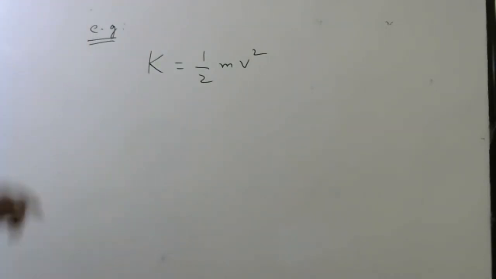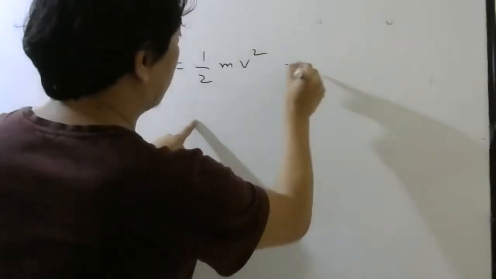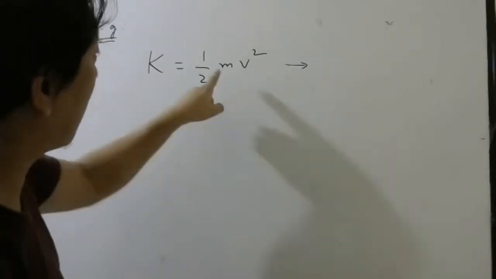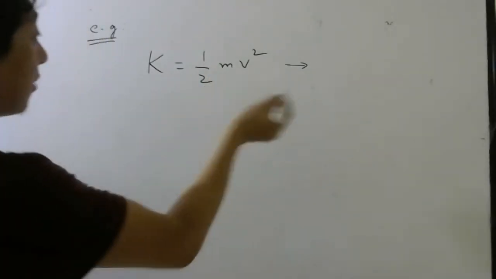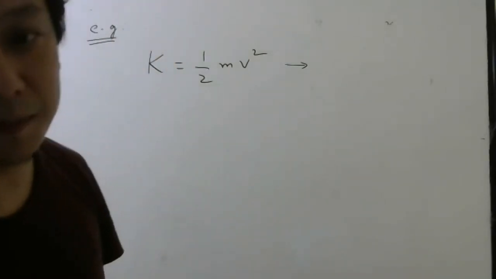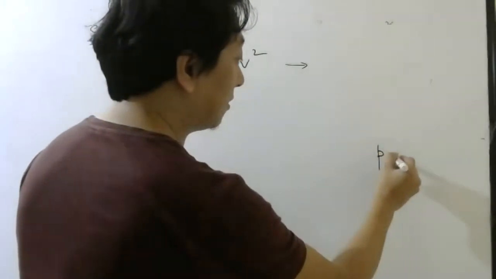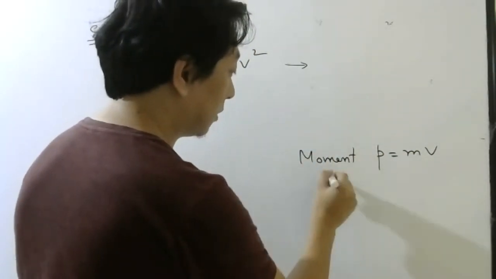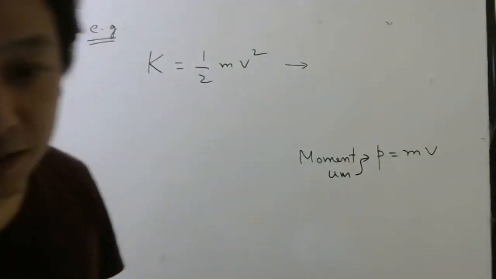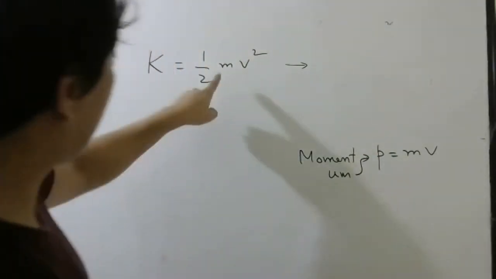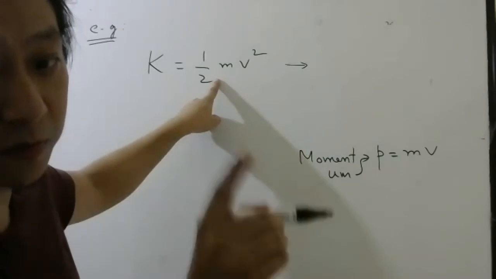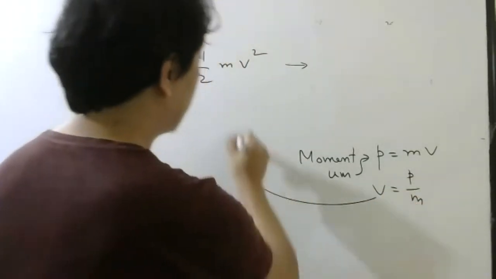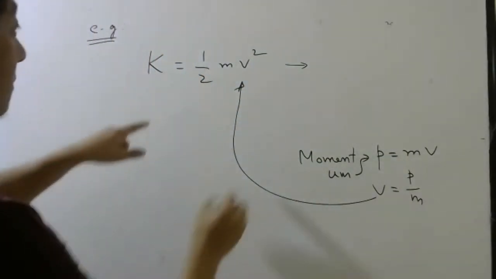Now look here. If I write this formula, this is in terms of what? This is mass, this is velocity. If I write this formula in terms of momentum, momentum is defined as mass into velocity. So from here, if I write this formula in terms of momentum, not velocity, what should I do? Substitute for velocity.